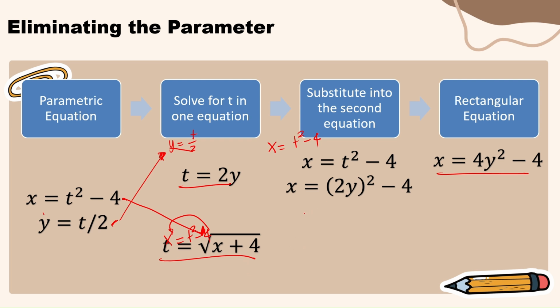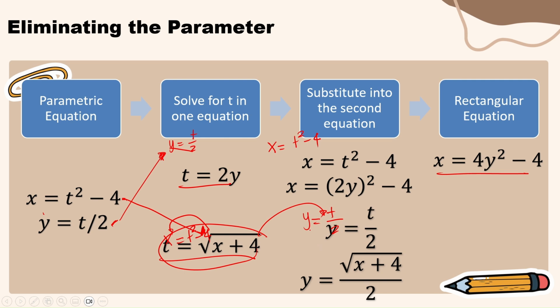Then, after that, since ginamit na natin itong x equation, yung y equation naman ang gagamitin natin. At yung t sa y equation should be replaced with this one. Ipapasok natin siya dito. So, what we're going to have is this. Y is equal to square root of x plus 4 over 2. And these two are the possible rectangular form of our parametric equation. Kahit alin dyan sa dalawa, ibig sabihin lang nila ay iisa.